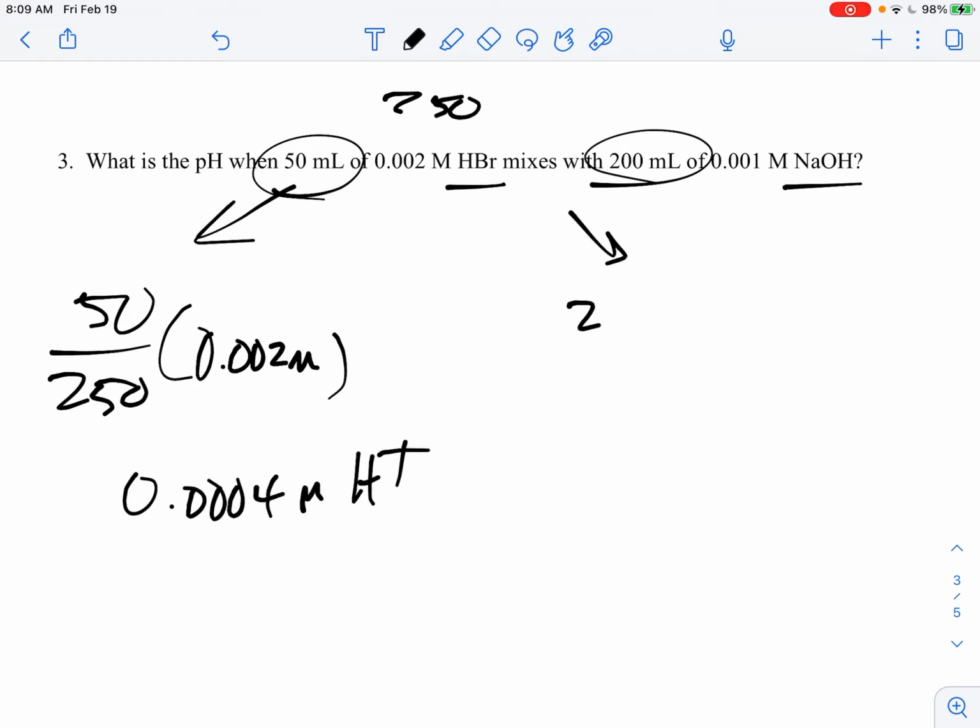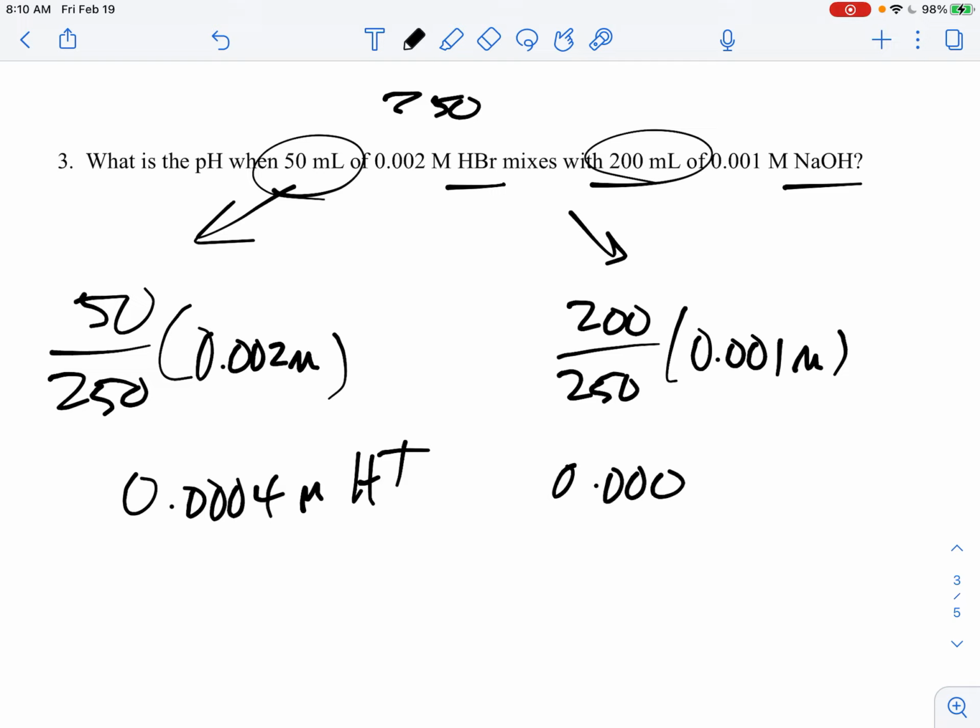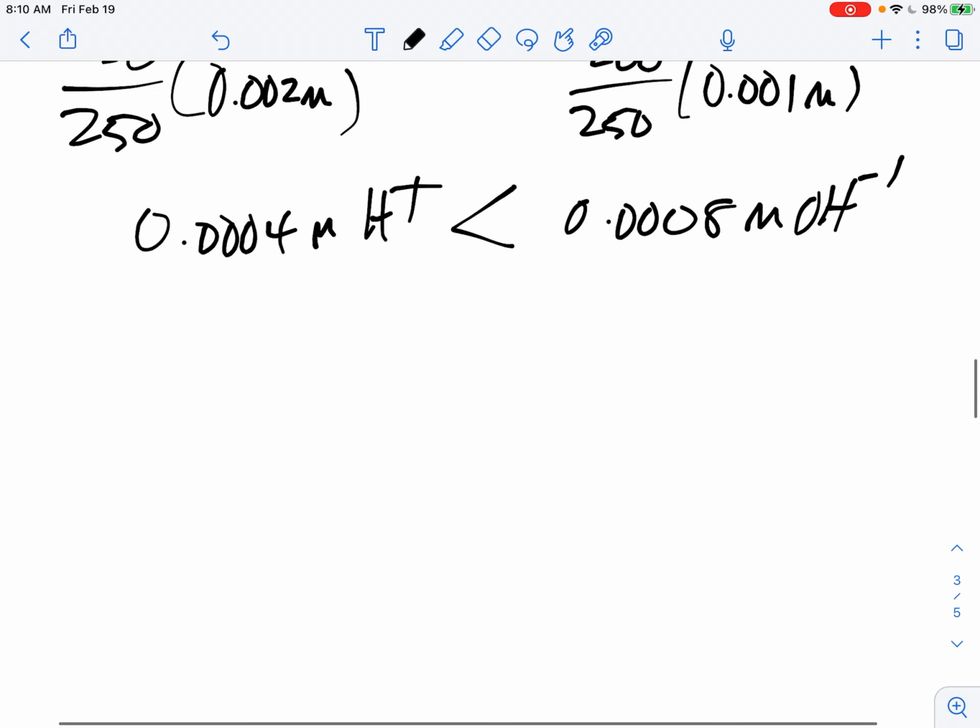And then this guy over here is going to be 200 250ths of 0.001 molarity. So that's 200 250ths of 0.001 gets you 0.0008 molarity of the base. Now, they are not equal to each other, so it's definitely not a pH of 7, and it's pretty much obvious here that your base is more than your acid, so your pH should definitely be above 7 by the time that we're done.